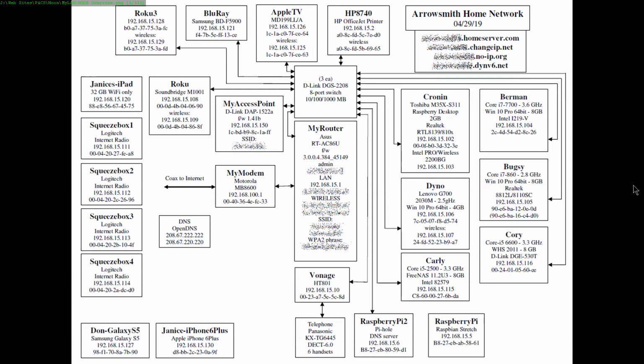I also have my printer, several media devices, an Apple TV, a Roku TV, and a Blu-ray player. Also a Roku SoundBridge to provide audio. And our phone system uses Vonage, which has a little device on it. There are also 2 Raspberry Pis. One of them I'm using as a DNS server, and we'll go into that in more detail. There are so many devices that I've had to get some switches to provide enough wired connections.